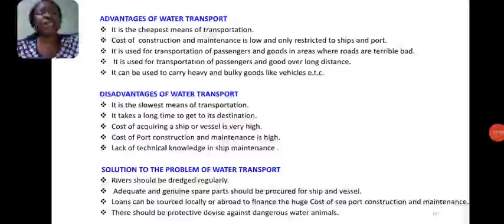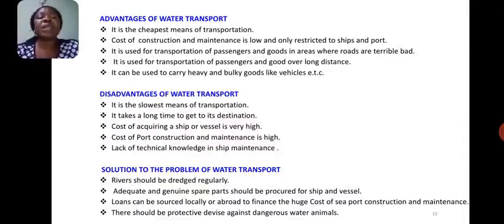Here are the advantages of water transport. One of the major advantages is that it is the cheapest means of transportation. 2. Cost of construction and maintenance is low and only restricted to ship and ports. 3. It is used for transportation of passengers and goods in areas where roads are terribly bad. 4. It is used for transportation of passengers and goods over a long distance. 5. It can be used to carry heavy and bulky goods like vehicles.